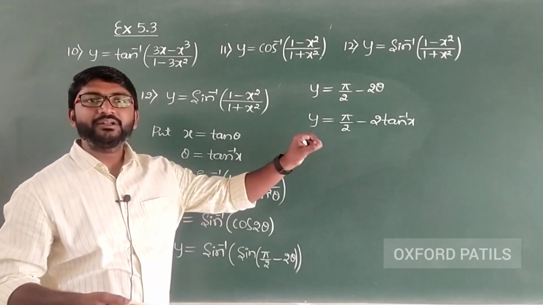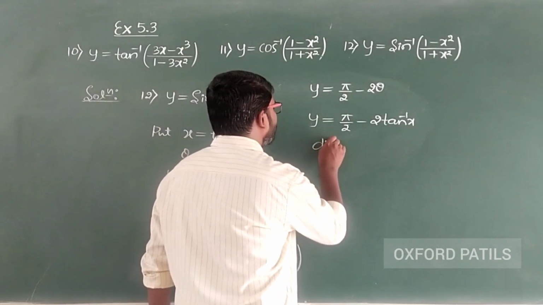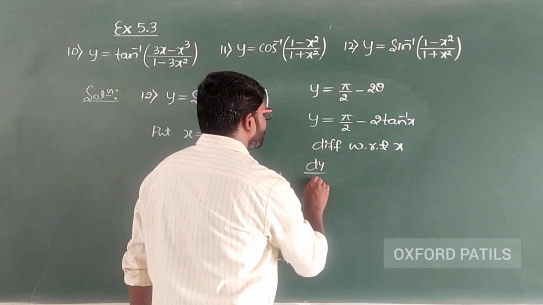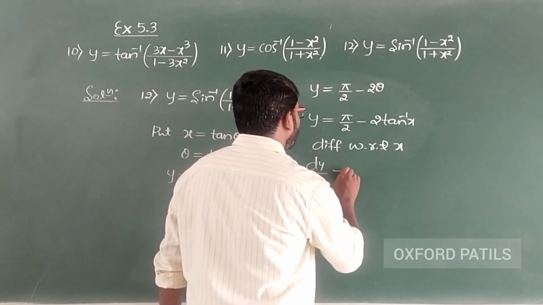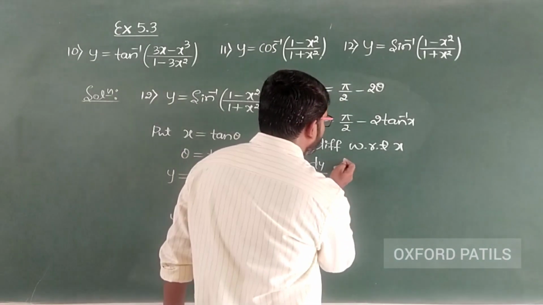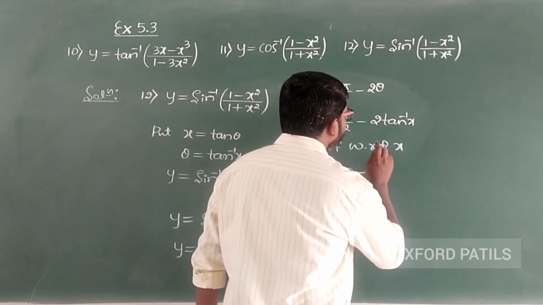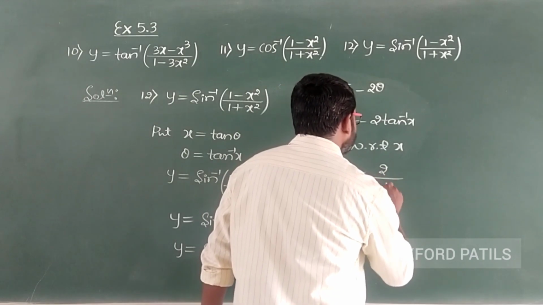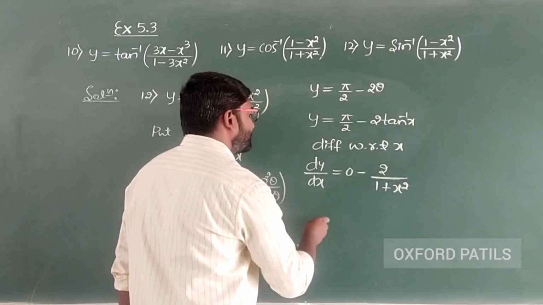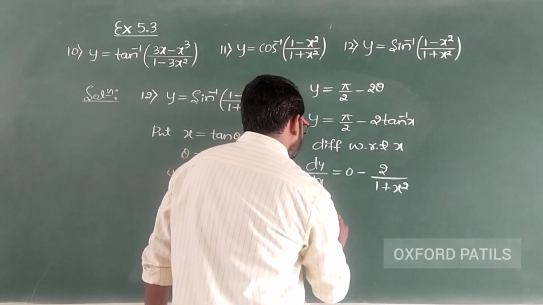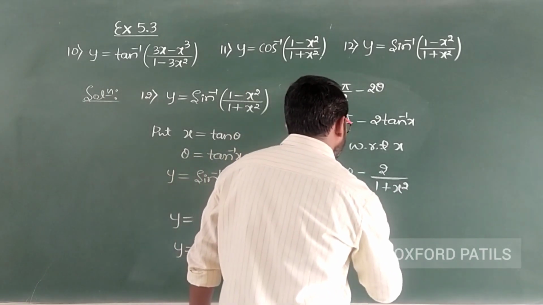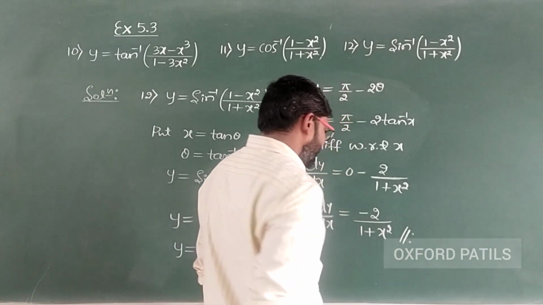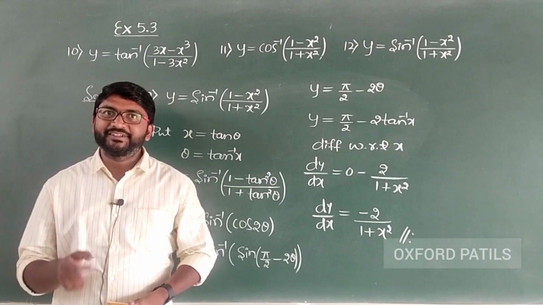Now we are going for the actual differentiation. Differentiate both the sides with respect to x. We get dy by dx. Then the derivative of pi by 2 will be 0 because it is a constant. Then write 2 as it is, minus 2 as it is. Then the derivative of tan inverse x will be 1 divided by 1 plus x square. Overall we have 2 divided by 1 plus x square. So now 0 minus this term, so dy by dx equals minus 2 divided by 1 plus x square. So this is all about question number 12. Note this down and then we'll move on to question number 13.